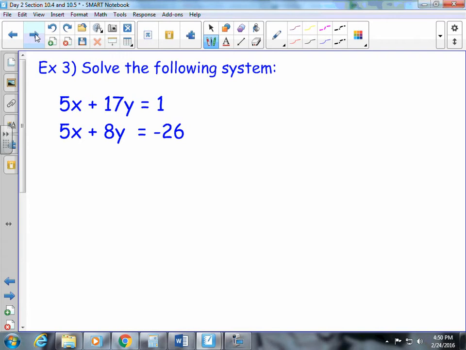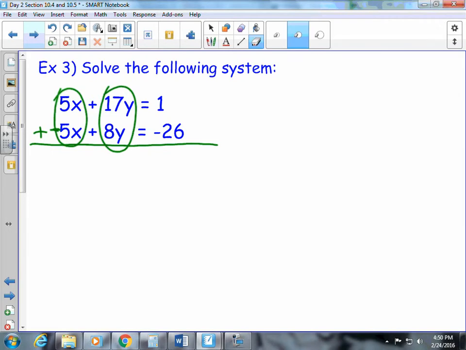Now, take a look at this. This is not the same type of example. If I were to add up these two equations right now, notice the x's would not cancel out, nor would the y's. This is pretty close. Like if I had a -5 there, it would work, but I don't. So what we're going to do is we're going to force that to be negative. Here's how we do it.